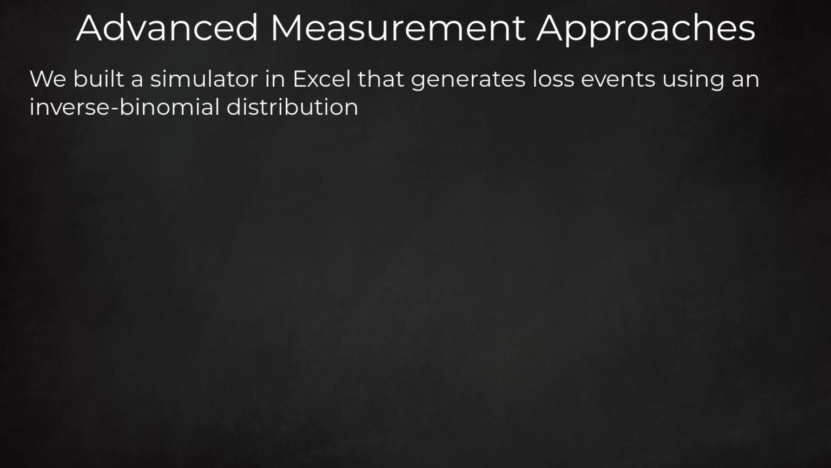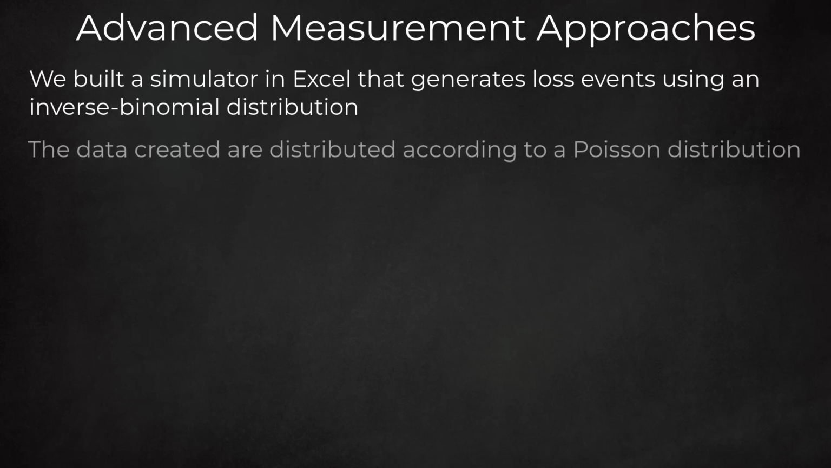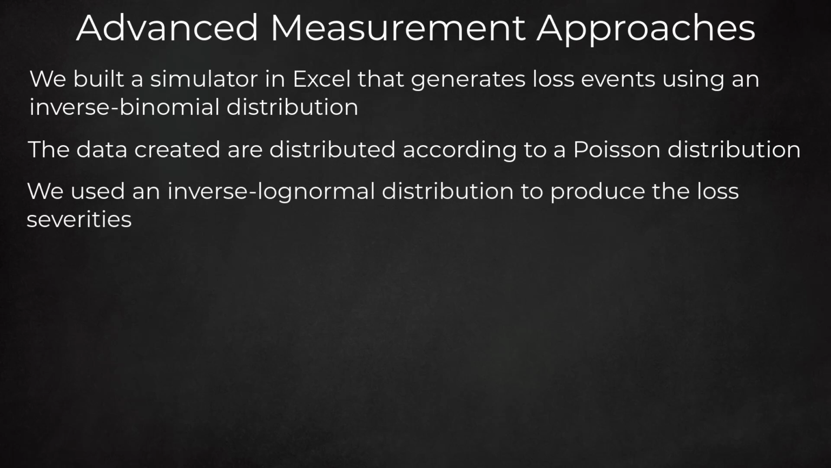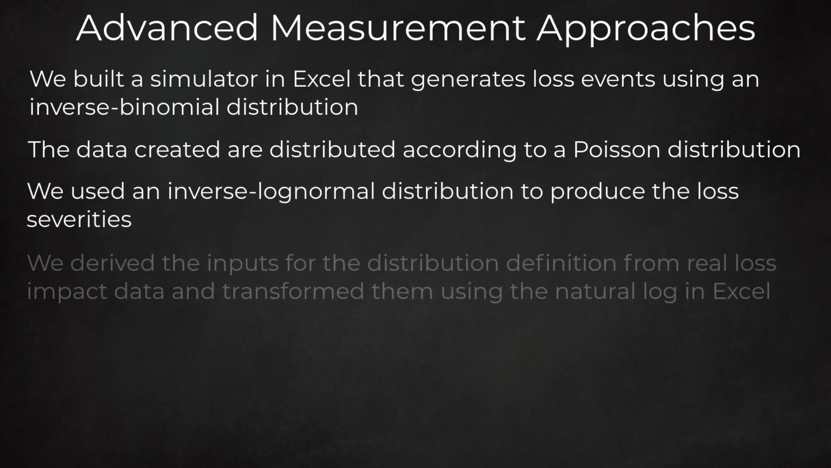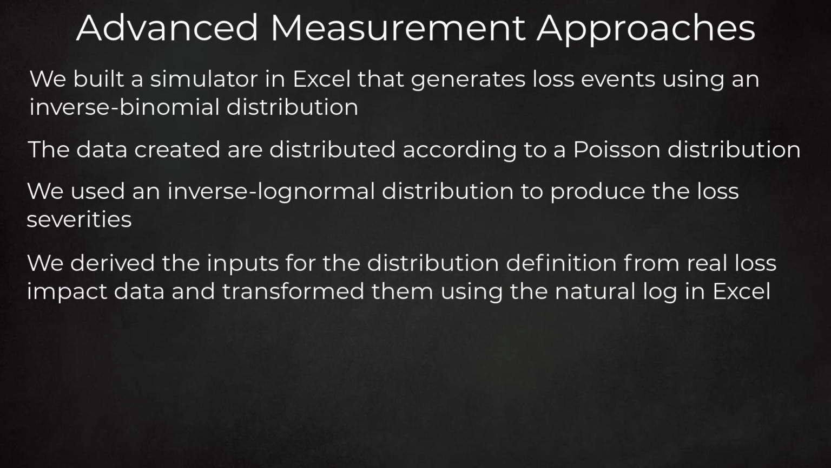In this video we explained the basics of the advanced measurement approaches for operational risk under Basel II. We built a simulator in Excel that generates loss events using an inverse binomial distribution. The data created are distributed according to a Poisson distribution. We used an inverse log-normal distribution to produce the loss severities. We derived the inputs for the distribution definition from real loss impact data and transformed them using the natural log in Excel. This Monte Carlo model simulated losses for 10,000 virtual years in the bank's life.